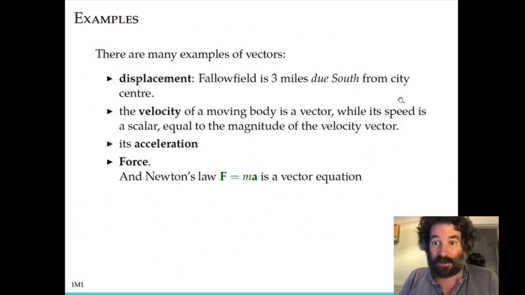And force and acceleration, of course, are very fundamental to how we understand physics, how we understand the world. This is Newton's law, the basic rule for developing mathematical models for the motion of objects: the force exerted on an object is equal to its mass times its acceleration. And this is a vector equation.